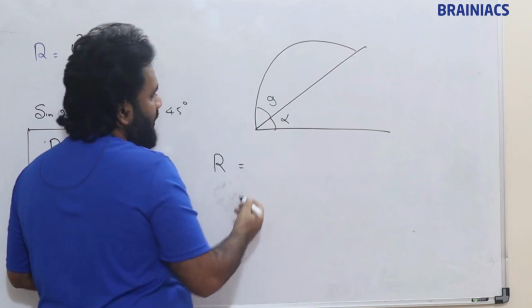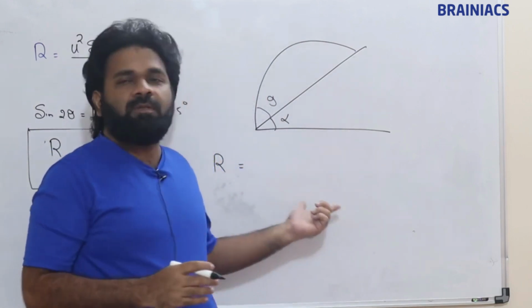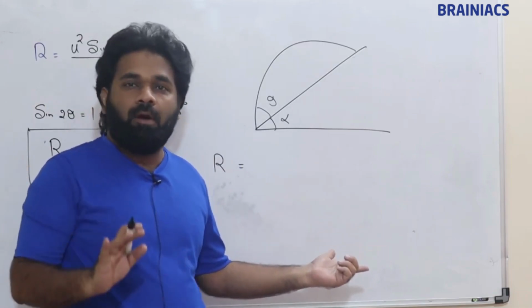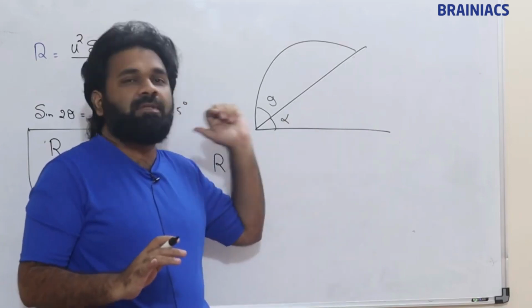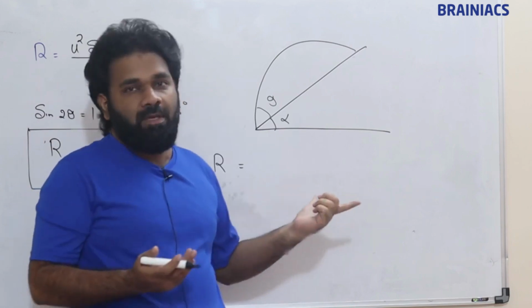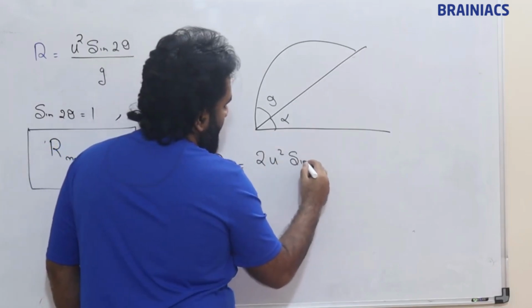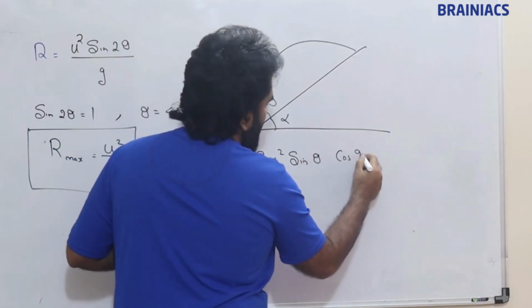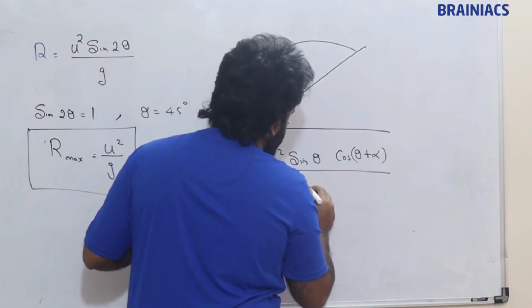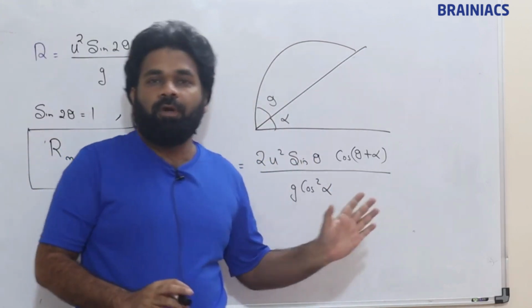So what is the formula we have derived for range? As I said, this formula is not required to solve problems. We can solve the problems by applying concepts, but in order to derive this theta for maximum range, I am using this equation: R equals 2u squared sine theta cos of theta plus alpha, divided by g cos squared alpha. This is the equation for range.